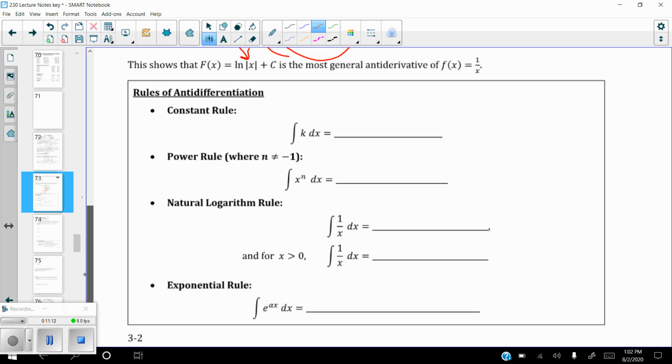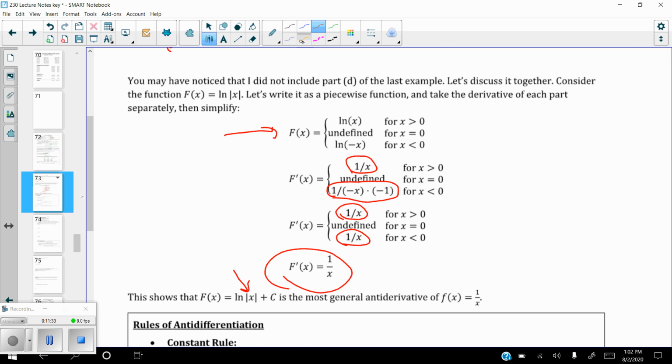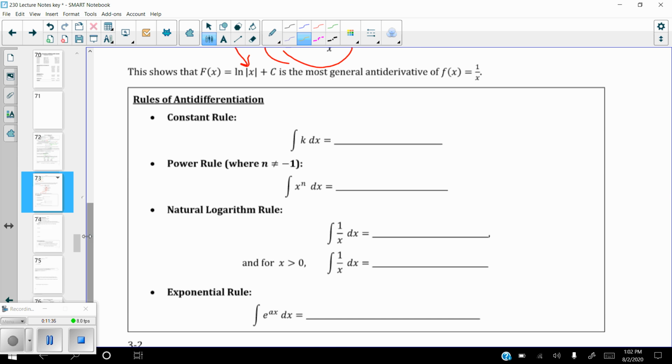All right, so here's some of the quick rules. The constant rule. If I am taking an integral of just a constant, which is that k there, so if I had 7 or 16 or 42, the antiderivative would just be that constant times x, because if you take the derivative of 42x, it's just 42. So the antiderivative of k is just going to be kx, and then don't forget your plus c.